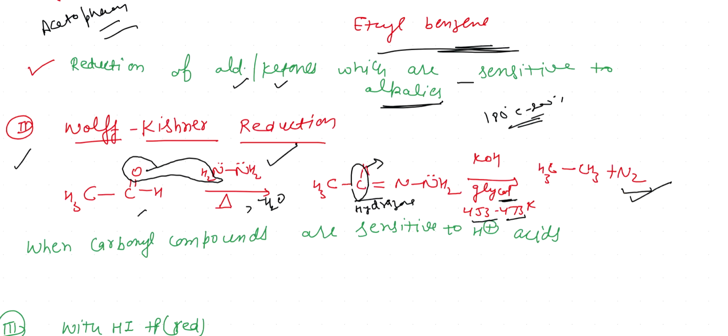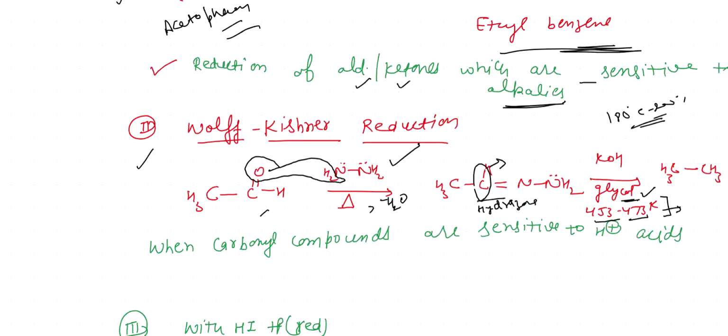But remember, you need to use high temperature to conduct this reaction only in the presence of glycol and potassium hydroxide. So in both reactions, Clemmensen reduction and Wolff-Kishner reduction, the final product is alkane, that is, hydrocarbon. But what is the difference?